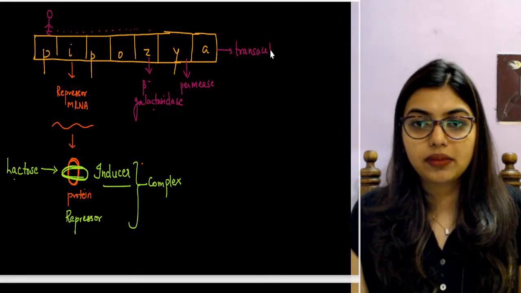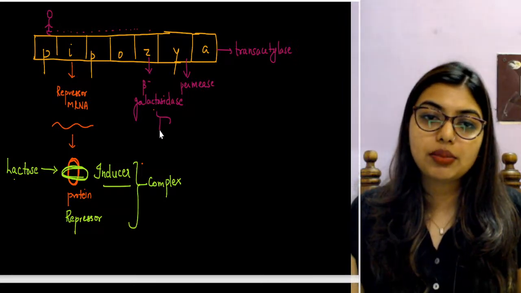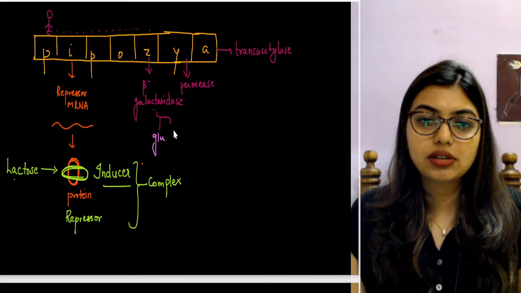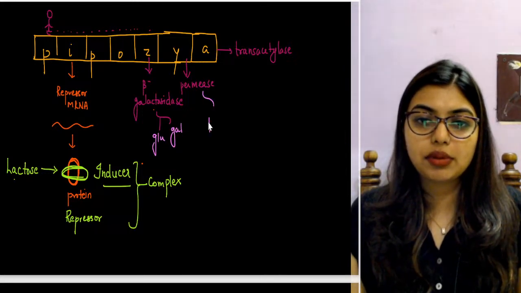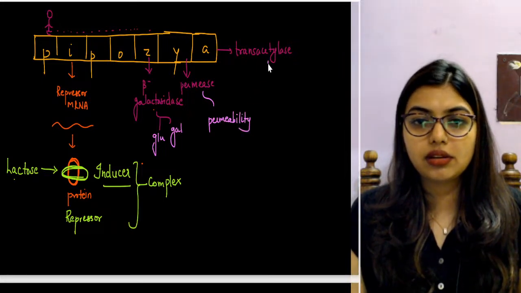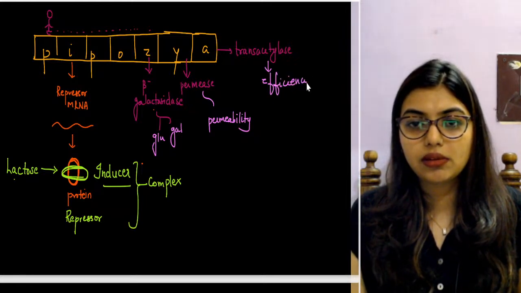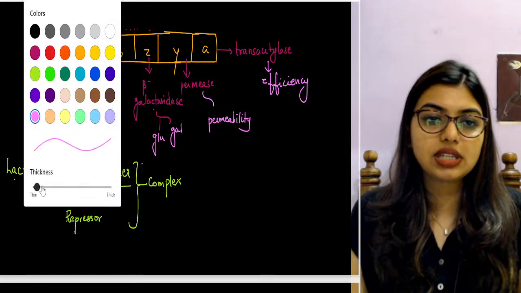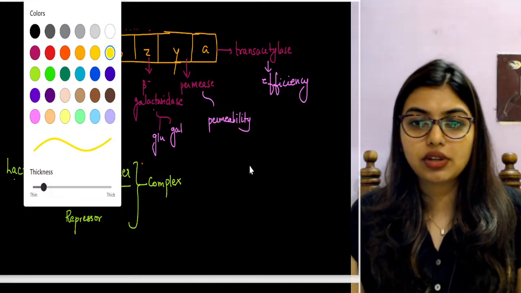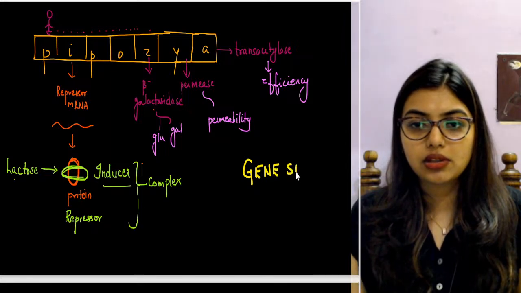Transacetylase. And finally, what is going to happen? Here obviously breakdown is going to happen. Here glucose, galactose, here permeability is going to happen. Here function is there, efficiency will be increased. So students, this way what is going to happen? The gene is going to get switched on.